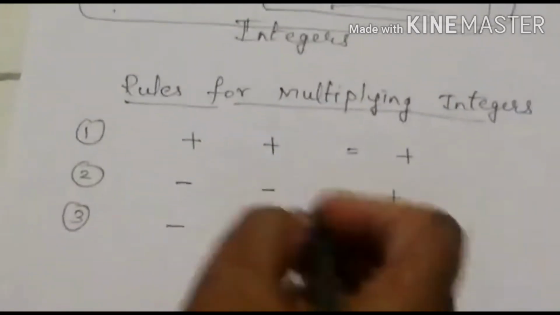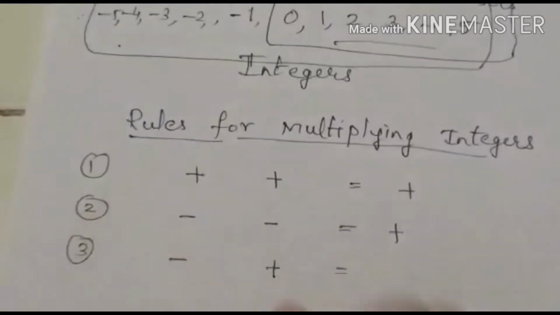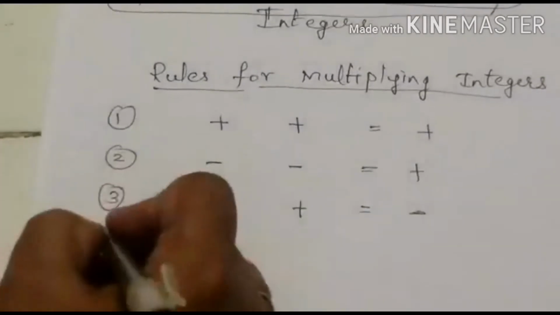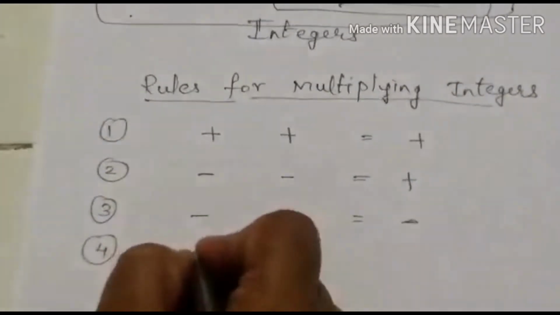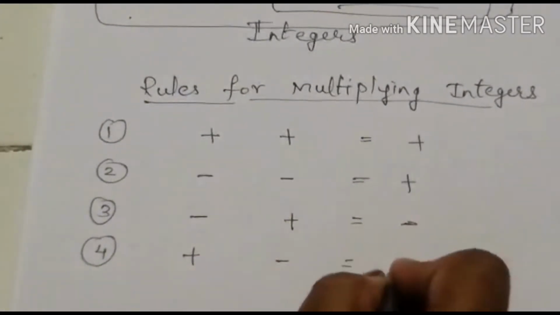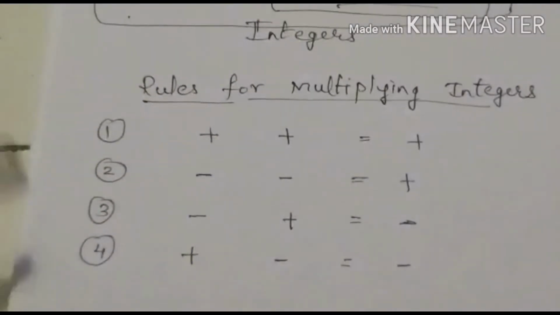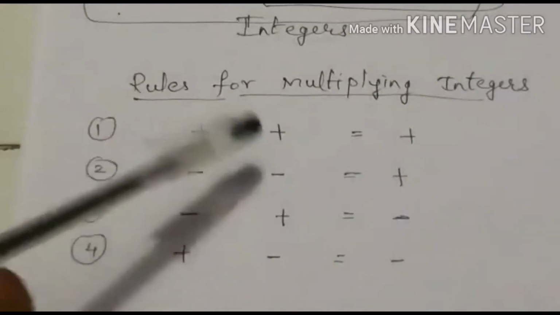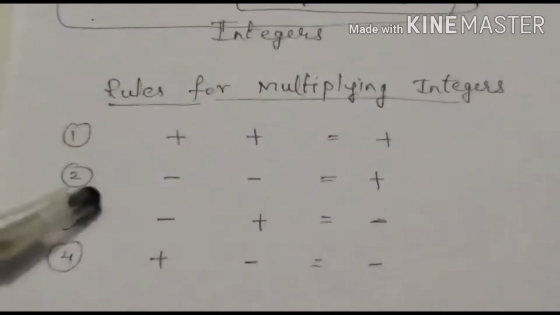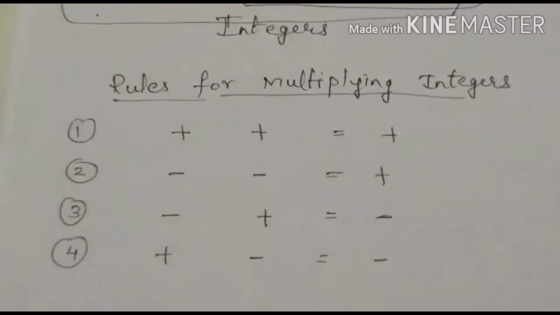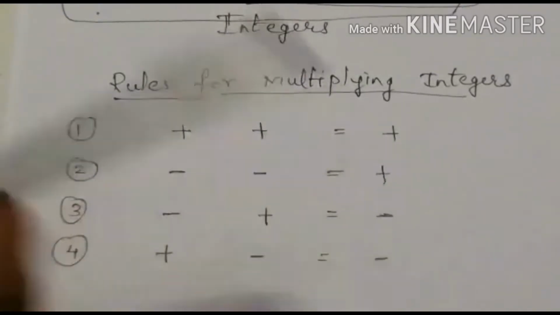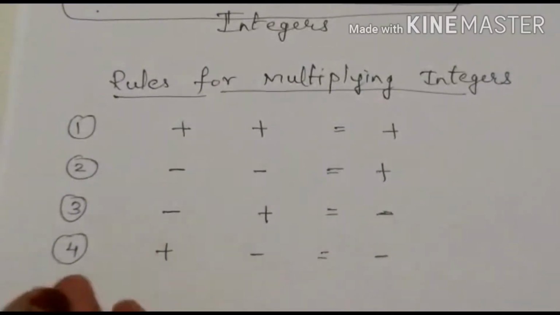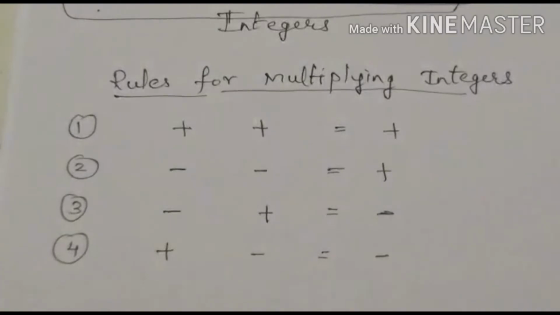minus plus. Minus plus will give you what? Minus. Now the fourth rule, plus minus will give you minus. So these are the four rules of multiplying integers. Plus plus is plus. Minus minus is plus. Minus plus is minus. Plus minus is minus. Now children, let us begin with practice set 8.